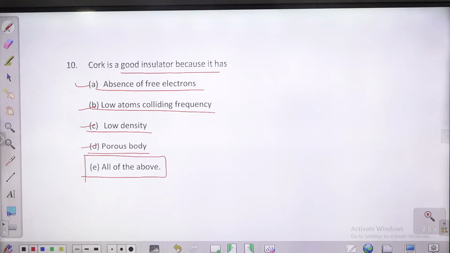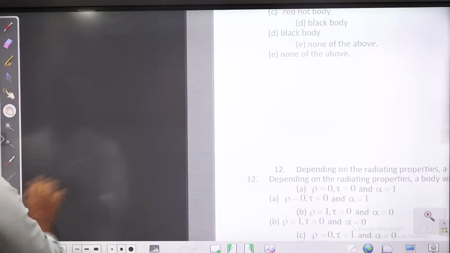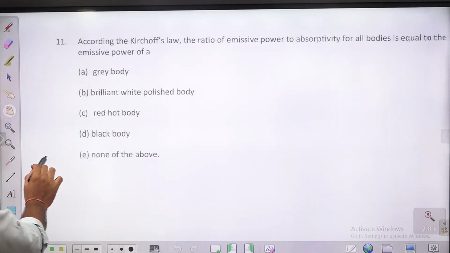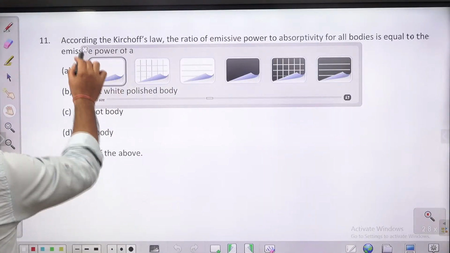Cork is a very good insulator, guys. We use many applications are there for cork. So all of the above is the right answer for this question. चलिए नेक्स्ट क्वेश्चन मूव करते हैं. क्वेश्चन नंबर 11. So this is next question, guys, in front of you.